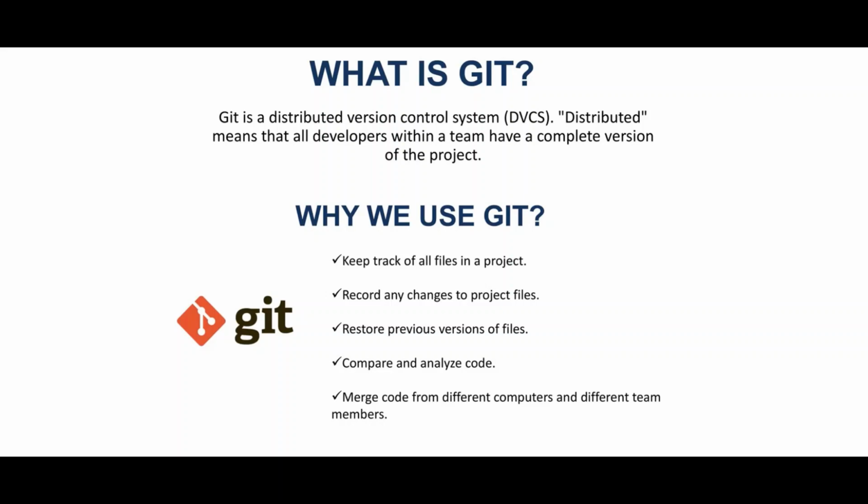Now the question arises, why do we use Git? We use Git to keep track of all files in a project, record any changes to project files, restore previous versions of files, compare and analyze code, and merge code from different computers and different team members. Now let us take a look at various Git commands.